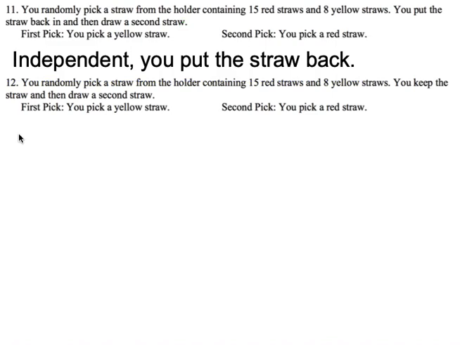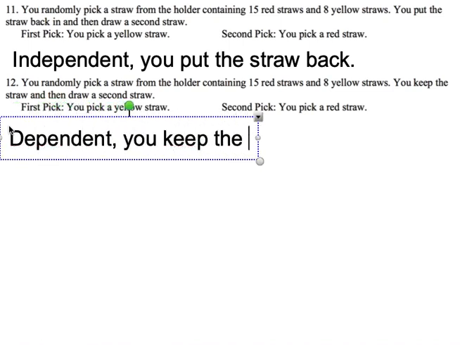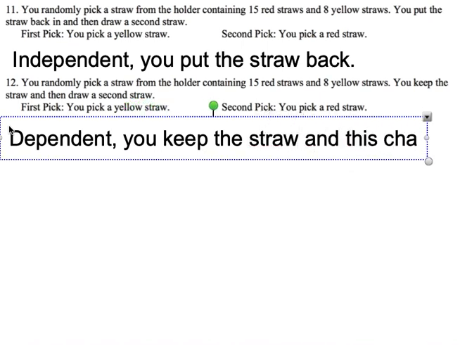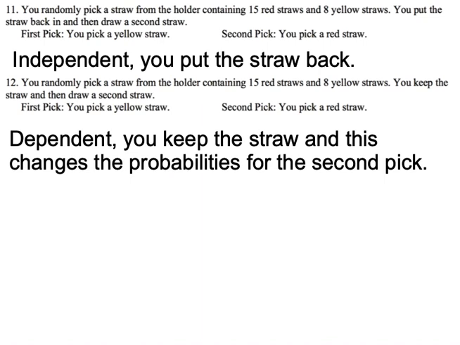Number 12. You randomly pick a straw from a holder containing 15 red straws and 8 yellow straws. You keep the straw and then draw a second straw. First you pick a yellow straw and then you pick a red straw. Alright, this one is dependent because you keep the straw, and this changes the probabilities for the second pick. Basically, you put things back, generally it's independent. You keep things and it's generally dependent.